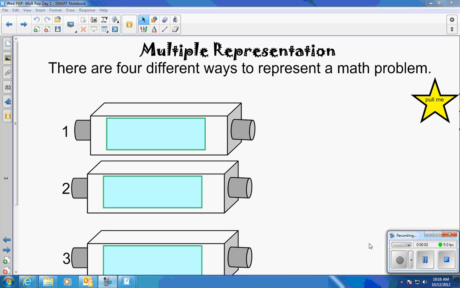This lesson covers multiple representations. Multiple representations just refers to the 4 different ways that you can represent a math problem.